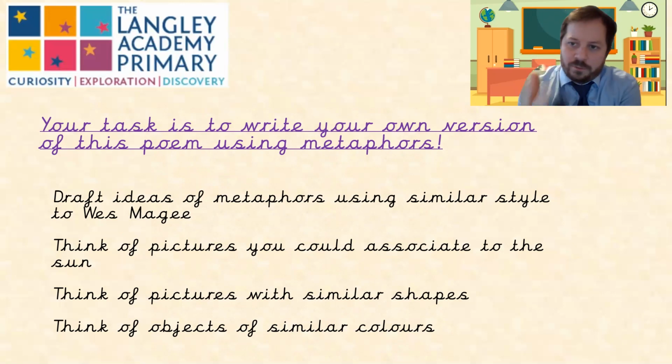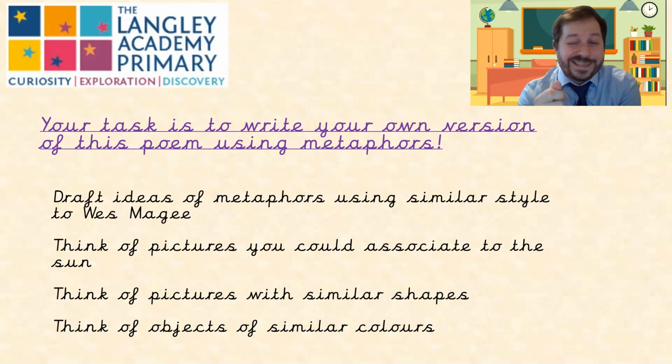Now, obviously we've got some sun ones here. You could think of another object like the moon or something along those lines if you wanted to, and create a metaphor poem based around that. But what I really want to see is a short poem based around the sun and something else if possible, using only metaphors. So the two words I do not want to see in your poem are like or as. If you've used those two, it is no longer a metaphor, it's a simile. Remember, whatever it is, it is something else.